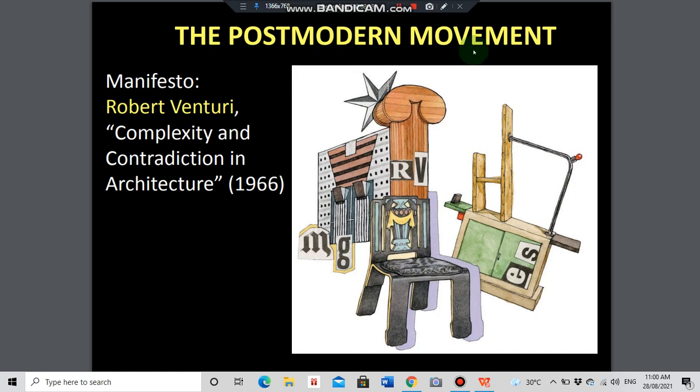This one is the postmodern movement. Postmodern. By Robert Venturi. Complexity and contradiction in architecture. Meaning to say, very complex yung design and contradicting sa architecture. So kung titignan mo, hindi siya kinuha doon sa mga theory or laws sa architecture, no? Parang sarili yung kanyang or self-expression.